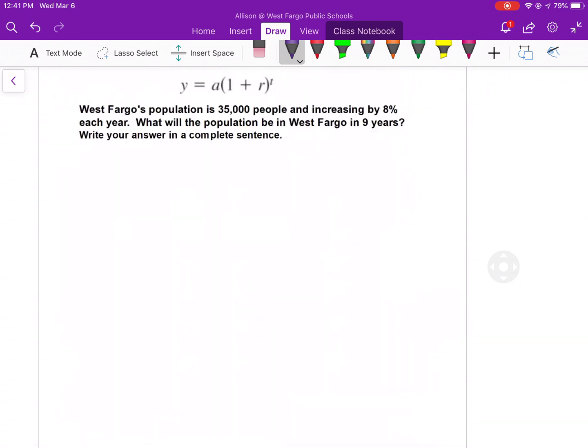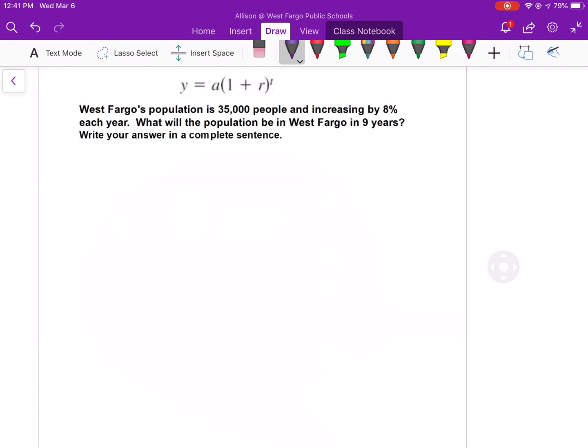So West Fargo's population is right now about 35,000. It's increasing by 8% each year. That's an estimation. I think it's going up even faster than that. What will the population in West Fargo be in 9 years?